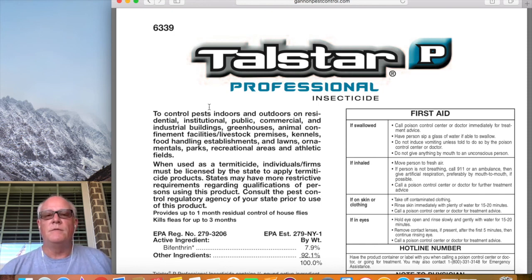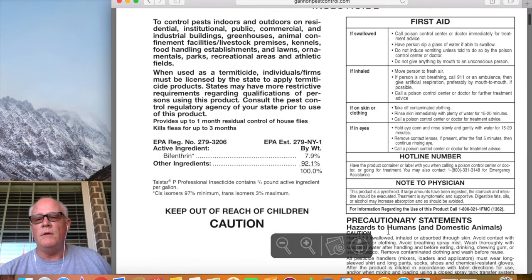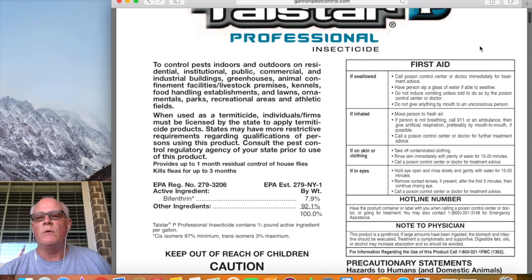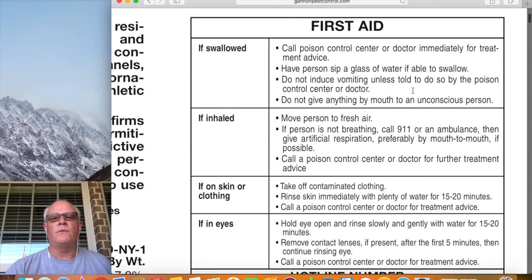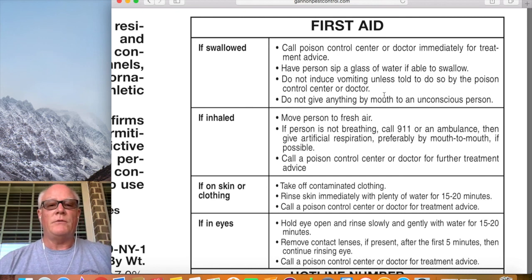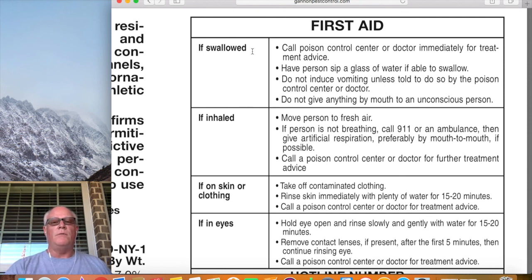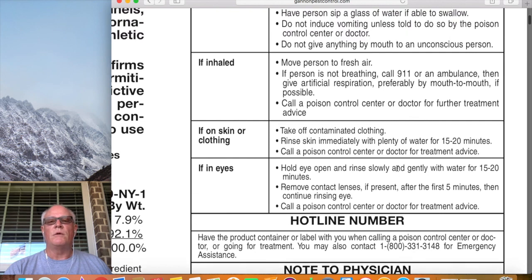Okay, let's take a look at something else on this label here. Look over here to the right, right above where we were reading, above this precautionary statement, right here where it says first aid. Let's zoom in on that real quick. And under this first aid, remember there were three ways that this particular pesticide can harm you: if you swallow it, if you inhale it, or if it gets on your skin or in your eyes. And here it tells you if you swallow it, call Poison Control Center or a doctor immediately for treatment. And right down here is the hotline number. There's the number to call for poison control. That's on all the labels.